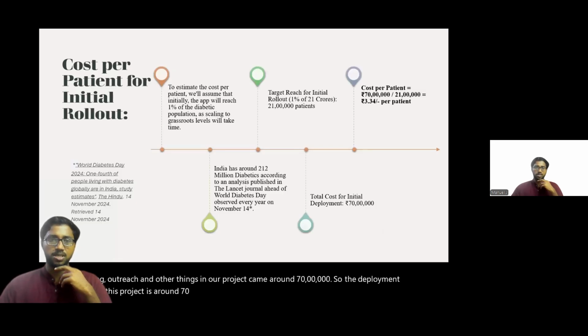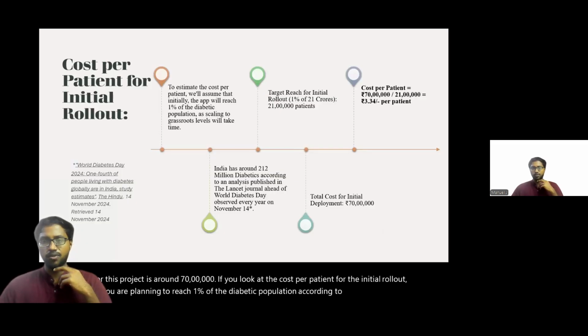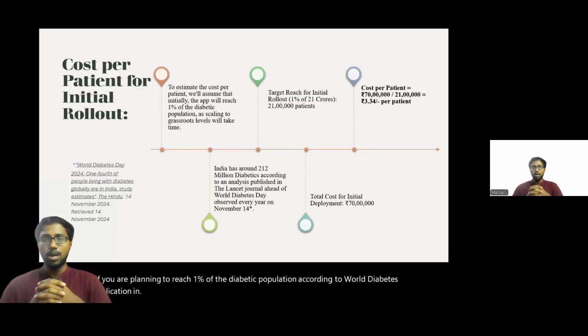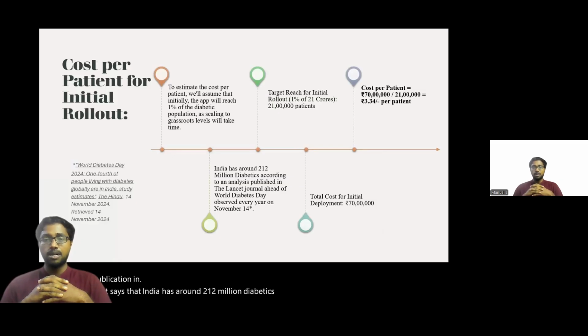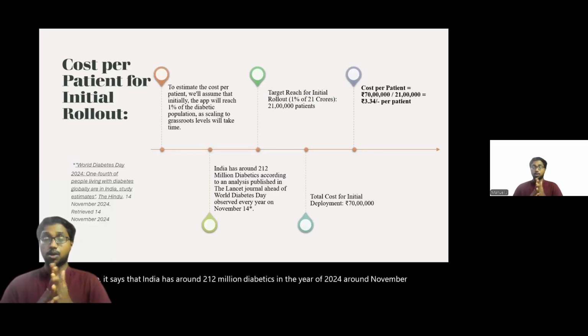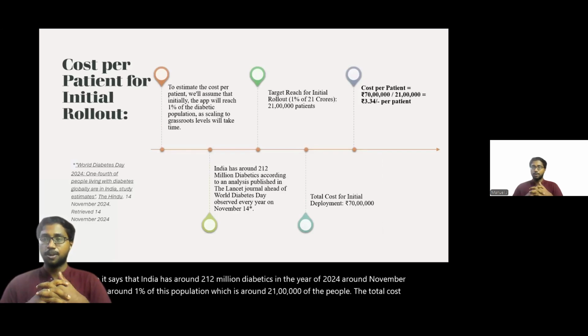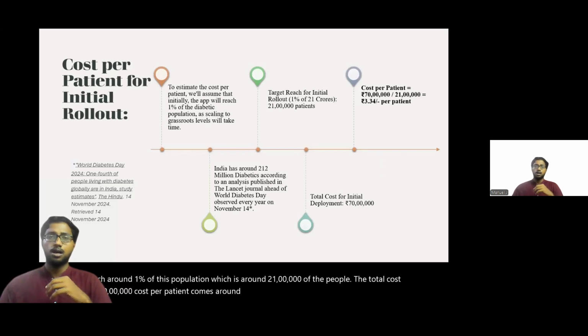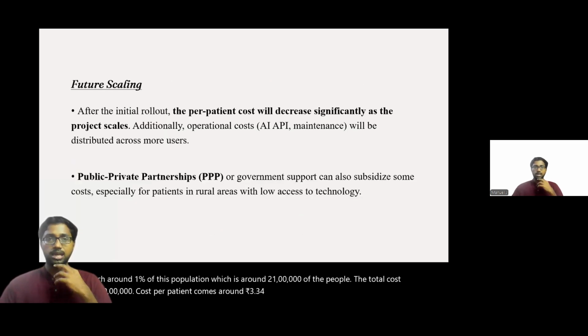If you look at the cost per patient for the initial rollout, we are planning to reach 1% of the diabetic population. According to the World Diabetes Day publication in 2024, India has around 212 million diabetics as of around November 2024. To reach around 1% of this population, which is around 21 lakhs people, with the total cost being 70 lakhs, the cost per patient comes around 3.34 rupees. So considering this, it is actually scalable and useful.